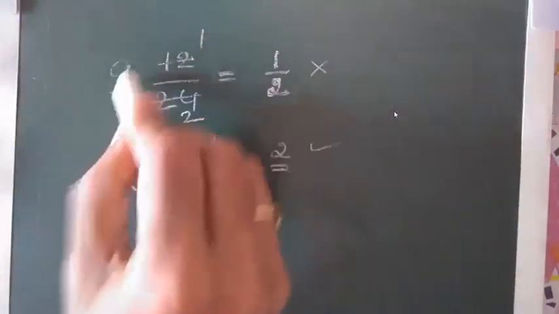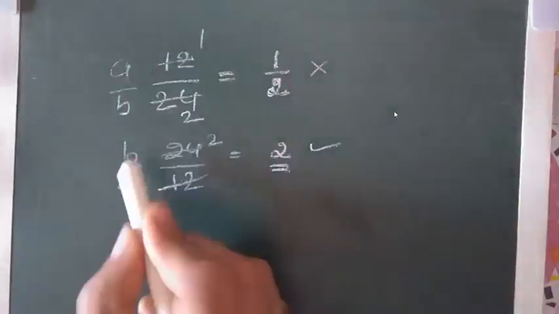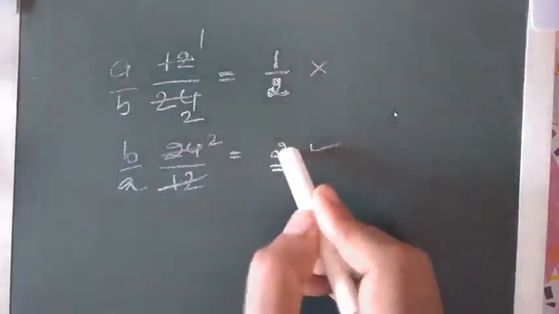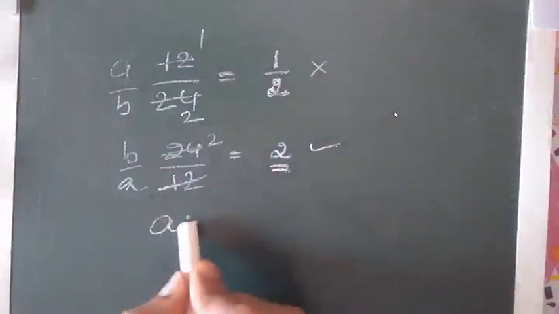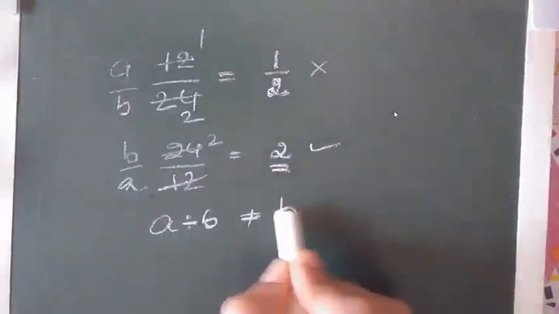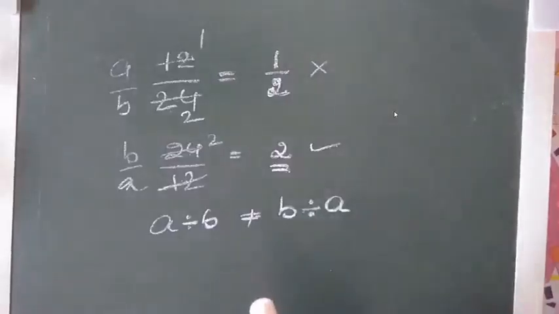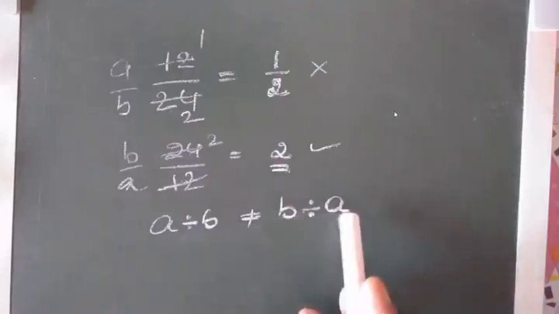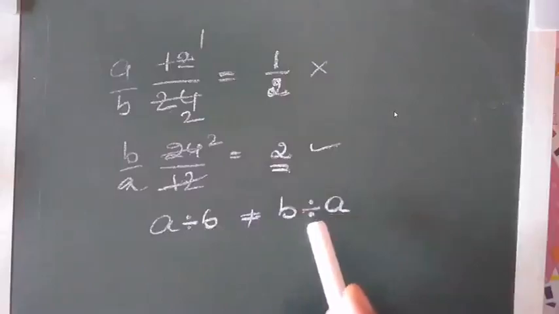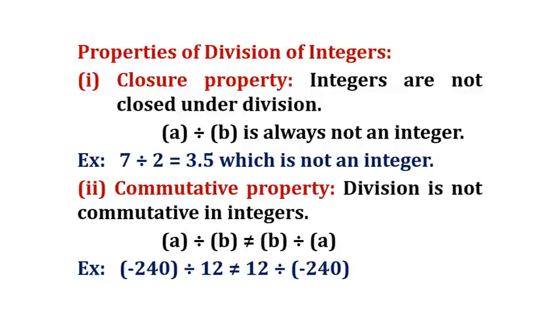Observe here, a divided by b you are getting 1 by 2, and b divided by a you are getting 2. So that's why a divided by b is not equal to b divided by a, unlike in additions and multiplications. In additions you get a plus b is equal to b plus a, and in multiplications you get a into b is equal to b into a, but in divisions it is not possible. A divided by b is not equal to b divided by a. That's why in divisions, the commutative property will not be satisfied.